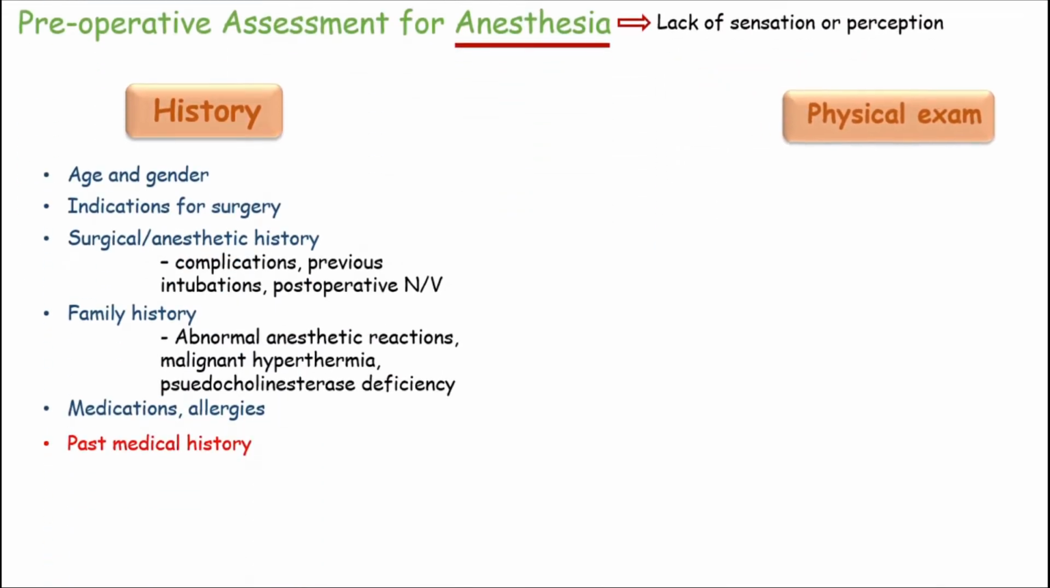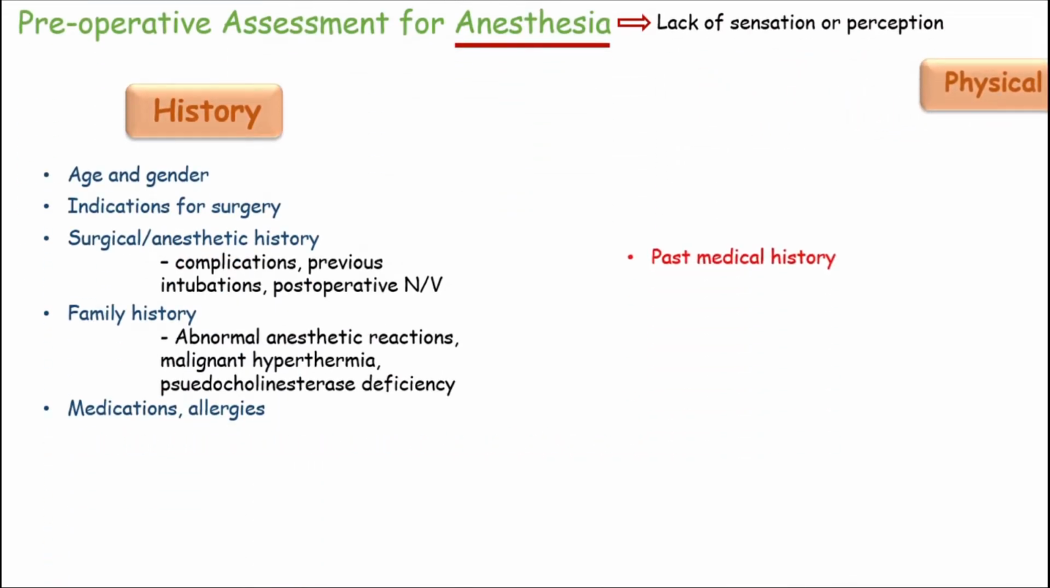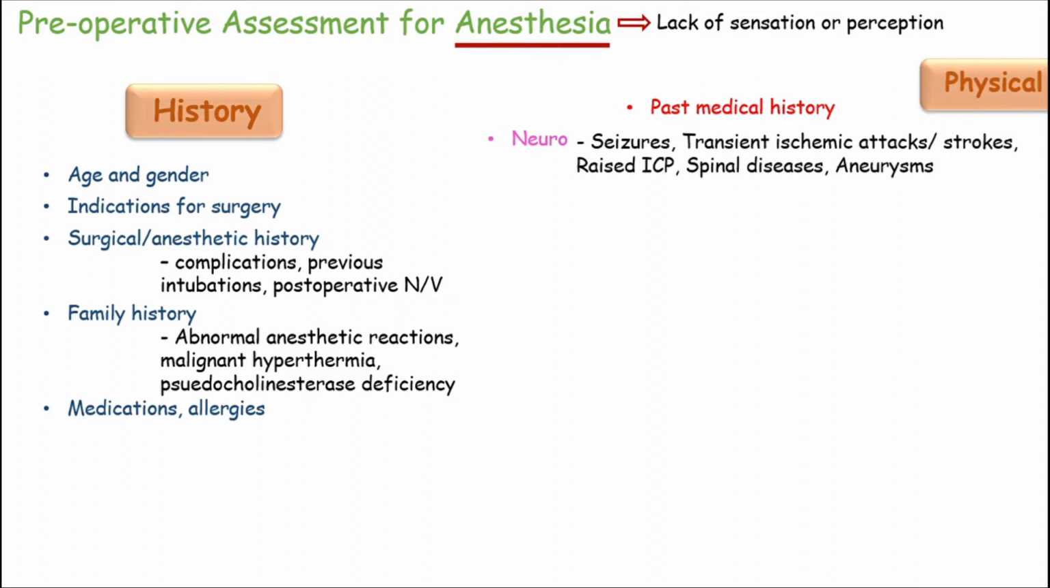Let's keep physical exam aside, and check out the past medical history. Under past medical history, we will assess all the systems of the body. First, neurological issues: a history of seizures, transient ischemic attack, or strokes, raised intracranial pressure, spinal diseases, and aneurysms. In the cardiovascular system, we have to check history for angina, or coronary artery diseases, myocardial infarction, chronic heart failure, hypertension and valvular diseases, for example, mitral insufficiency or stenosis.